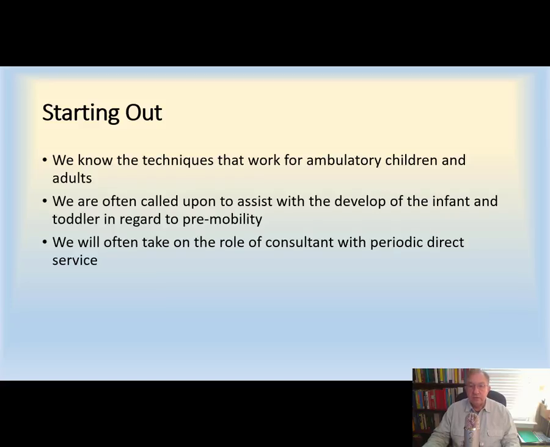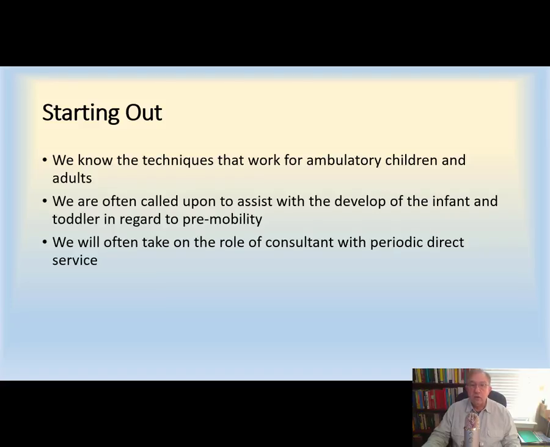We know the techniques that work for ambulatory children and for adults, and probably even more important, we know the goals that we set for all of our students, and so we know how to get from point A to point B when we start working with an ambulatory child or an adult. But oftentimes, we're also called upon to assist with the development of the infant and sometimes also the toddler, and that's in regard to their pre-mobility activities.